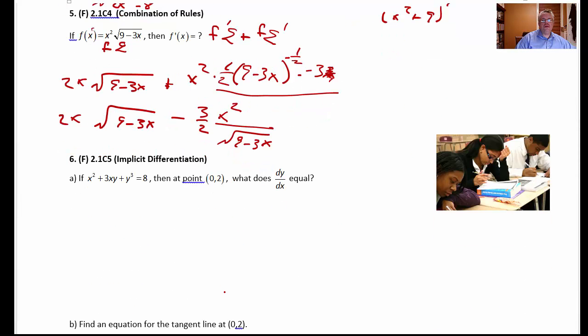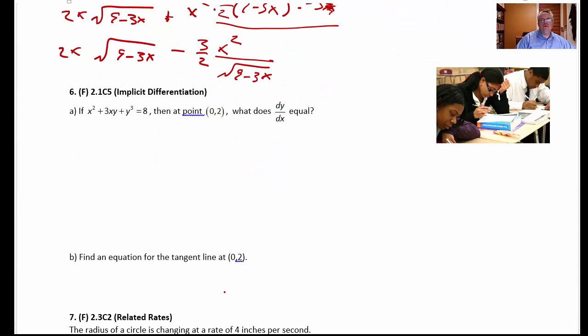Now we're switching gears here, and we're moving on to implicit differentiation. So this one, we got to find the derivative, and then part B, we have to find an equation of a tangent line. So remember, we take the derivative with respect to x. So the derivative of x squared is 2x. For this next term, I need the product rule. This is f, and y is g. So it's f prime. F prime would be 3 times g, that's y, plus f, which is 3x, times g prime, which is y prime.